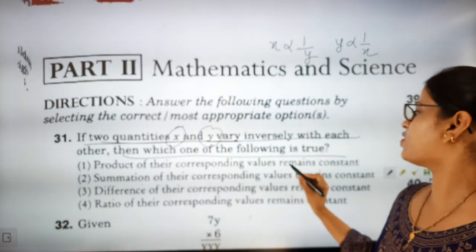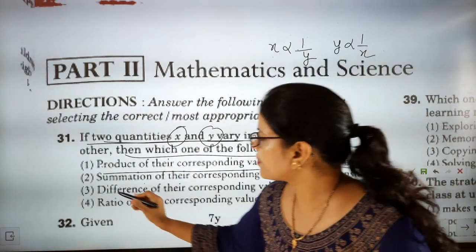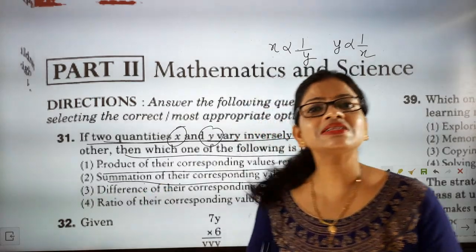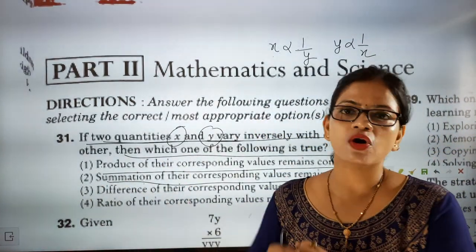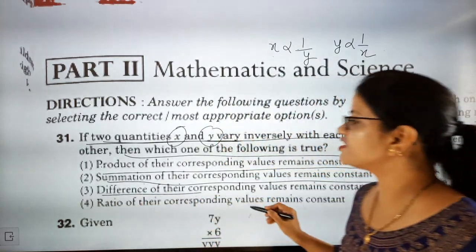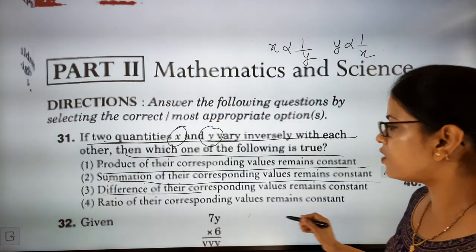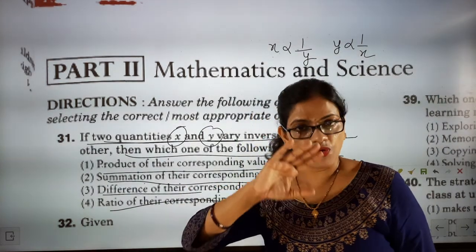The options: product of their corresponding values remains constant, that is the first one. Then summation of their corresponding values remains constant. Summation means sum, when you add the values, it is constant. Now difference: when you subtract the values, it is constant. Now ratio of their corresponding values remains constant. So four options are there.